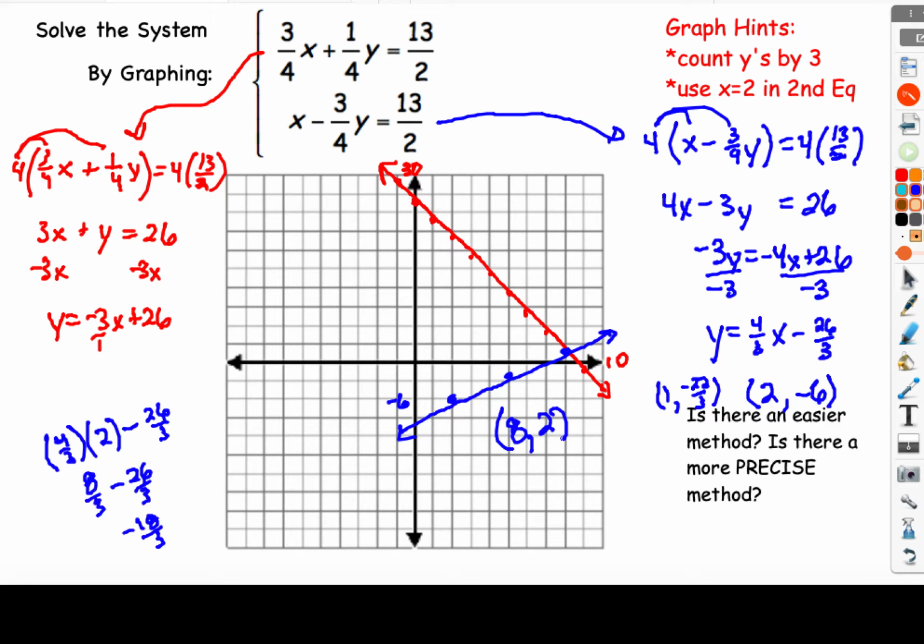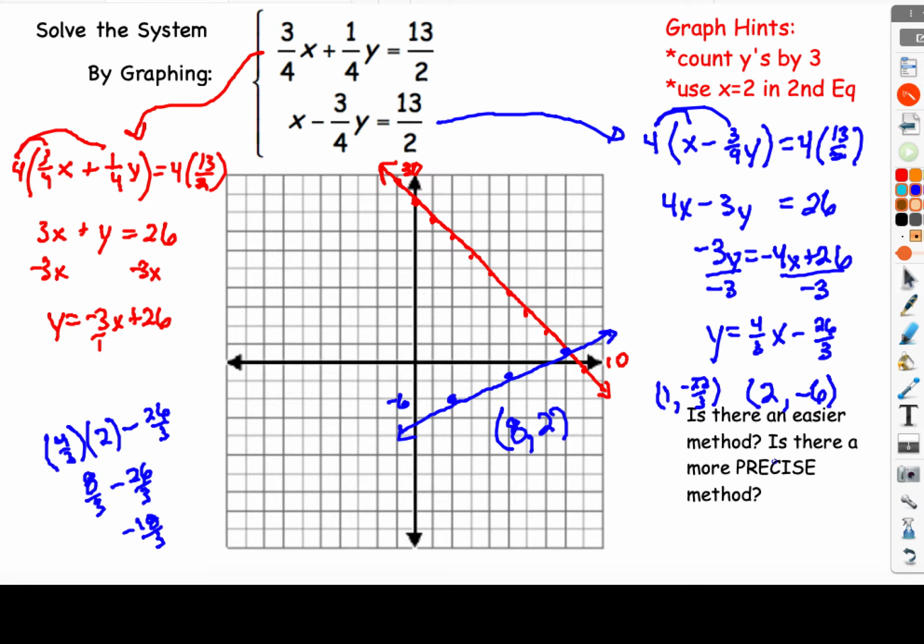And again, you could plug those points back into your equations and make sure that they work. Now, like I said, that probably looked like a very messy process. We had a lot of fractions going on. That doesn't make graphing very simple. We had to count by a large number because, again, our y-intercept wasn't very helpful. But again, we get that solution of (8, 2).